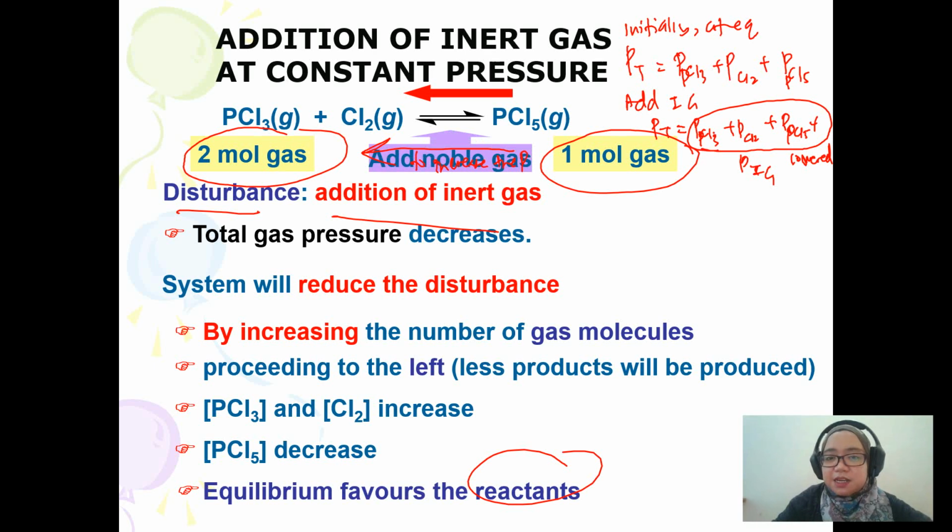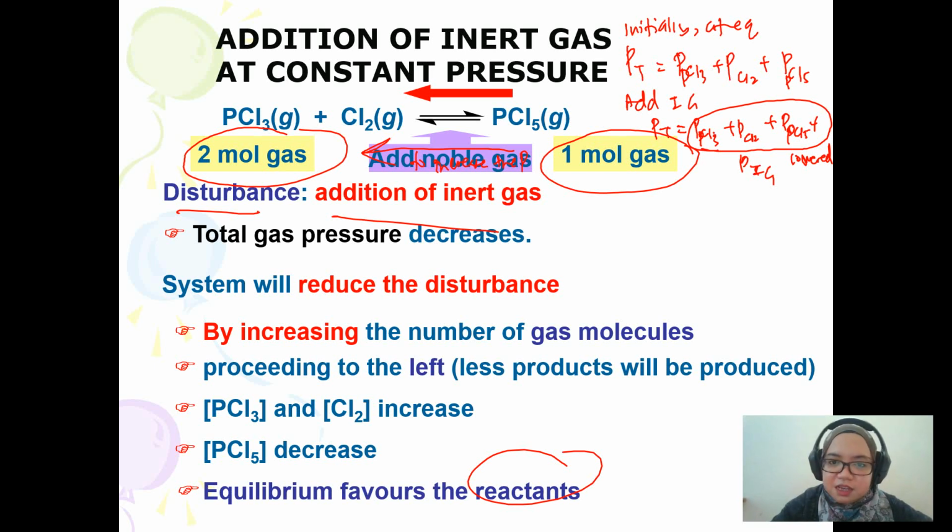Sebab apa? Disebabkan bila pertambahan noble gas menyebabkan partial pressure of reacting species lowered. So, sistem akan cari jalan untuk increase the partial pressure. So that, dengan cara dia pergi ke side yang ada banyak number of moles of gas to increase the pressure. Sebab apa? The high moles of gas will exert higher pressure. So that is why lah. So dekat sini, in this case, dia akan shift to the left. Sebab apa? Reactant lagi banyak moles of gas compared to product.